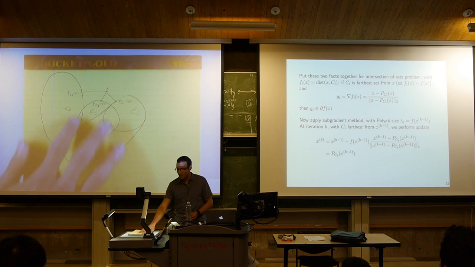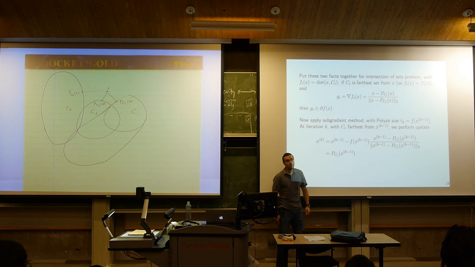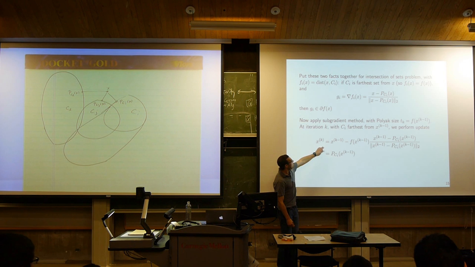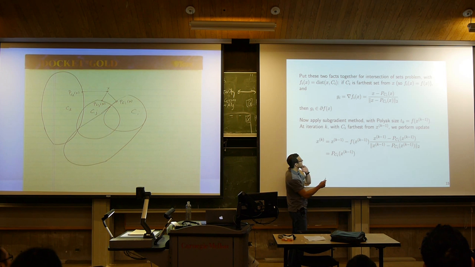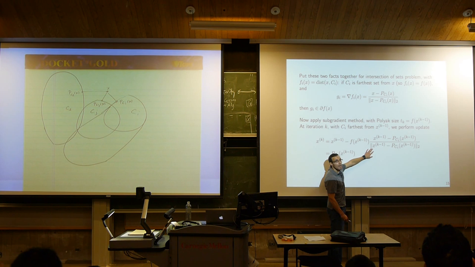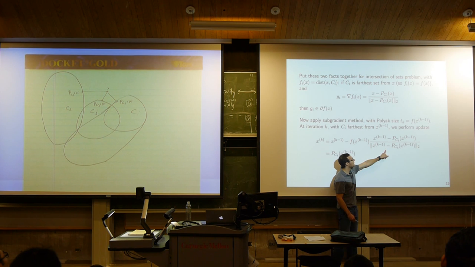Okay, so we're going to think about applying the subgradient method now with the Polyak step sizes. Think of what happens at an arbitrary iteration k. We take the point that we're currently at, x_{k-1}, and subtract off t_k times the gradient of our criterion function at x_{k-1}. That's the gradient if C_i is the set that's farthest away. That's what we just proved is a valid subgradient. And we multiply by the Polyak step size.